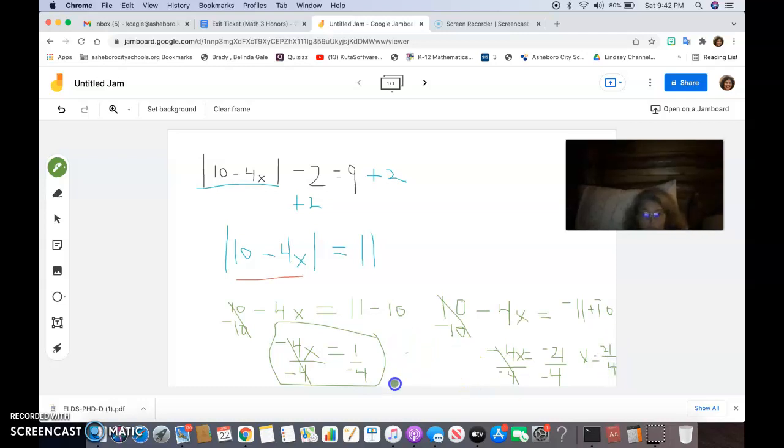And this one was x equals negative 1/4. So that's how you would get your answers as fractions, even though you started off with whole numbers.